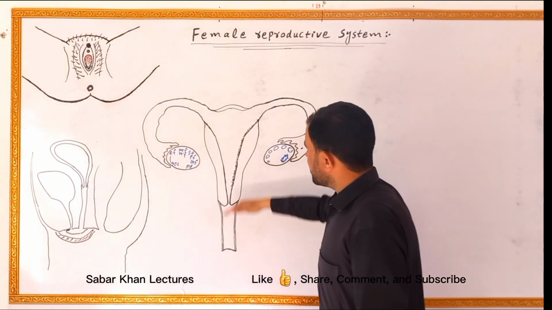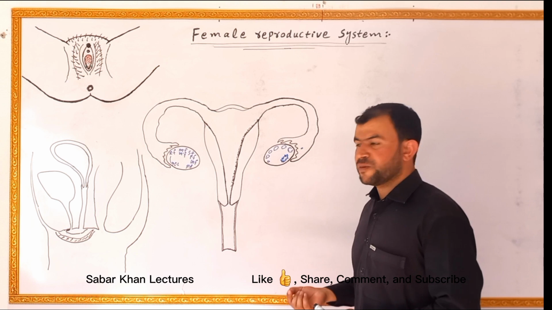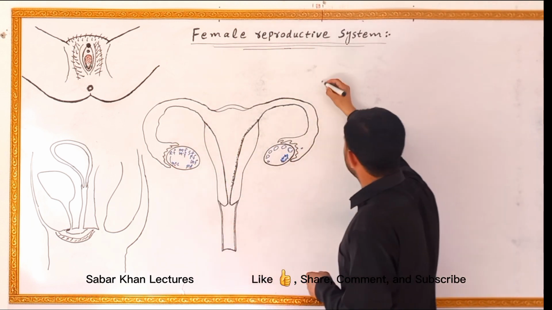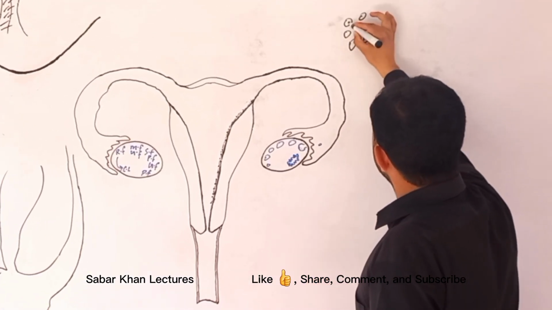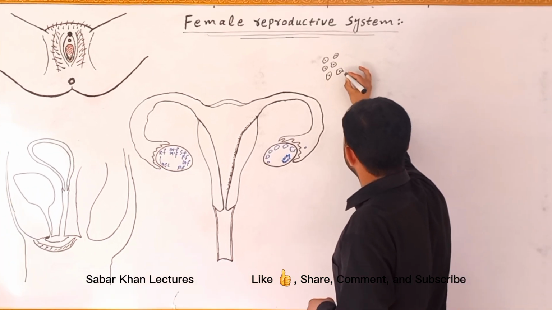In this diagram, the internal genital organs of the female reproductive system have been shown, which are also called the female reproductive tract, which consists of a pair of ovaries. Each ovary has many round vesicles, which are called ovarian follicles. Each and every ovarian follicle has an immature egg, which is called an oocyte.